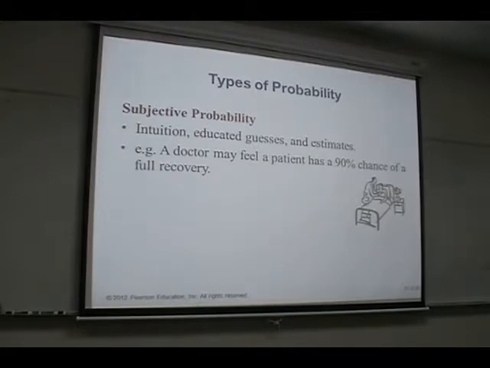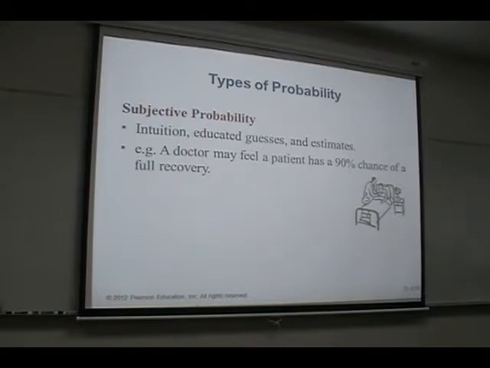Okay, let's talk about this. It talks about subjective probability. It says intuition, educated guesses, and estimates. We do this a lot. In other words, a doctor may feel that a patient has a 90% chance of recovery. That would be an example. In other words, we're trusting the doctor. We ask the doctor, what are my chances here? When you're diagnosed, or you have this, or you have that. I mean, the doctor can't say, well, you have an 82.7% chance. I mean, they don't know. They're just making an educated guess of what they've seen, okay?